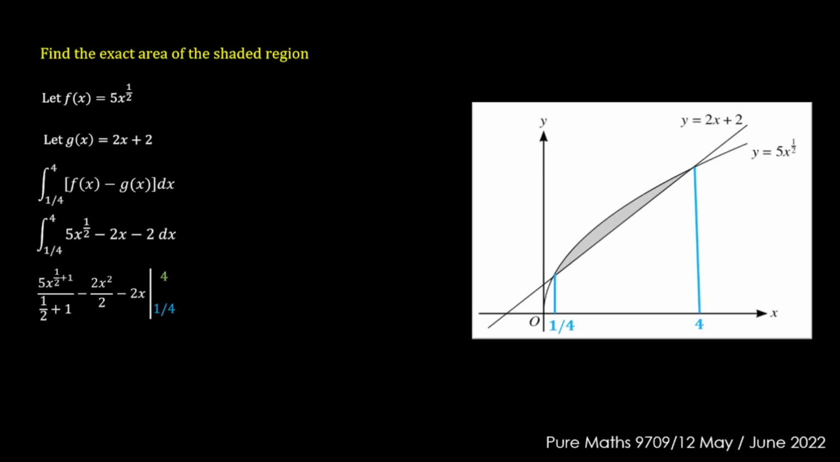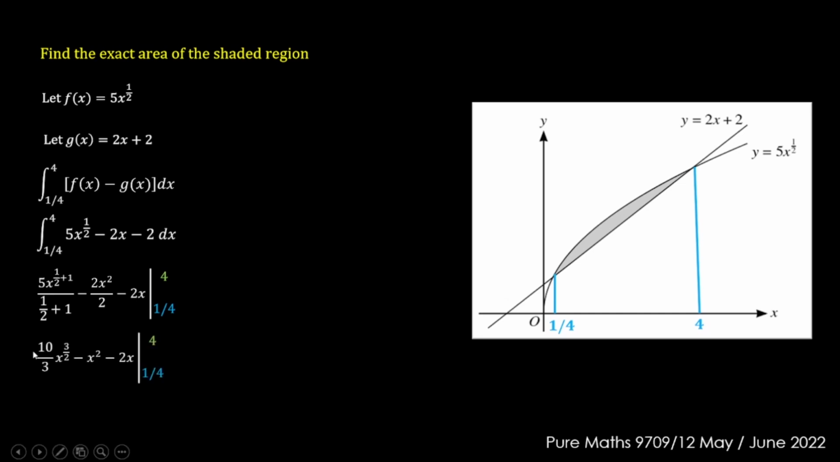And now we'll integrate. And remember, this is a power function. So we add 1 to the power, so we have a half plus 1, and rewrite that power in the denominator. And this is negative 2x. So we add 1 to the power, so we get 2x squared, and then we divide that by 2. This is 2x power 0, so we add 1 to 0 to give 1. So we have 2x here. We'll evaluate this function between 4 and a quarter.